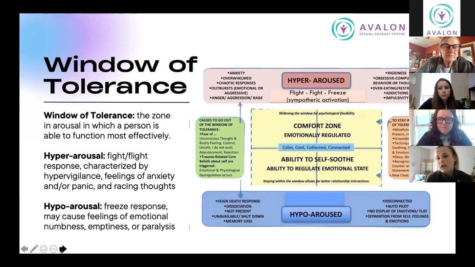When we're looking at hyper or hypoarousal, and we're thinking about the use and misuse of NDAs for an individual who has experienced sexual violence, and thinking about where a person's going to be at, say, for instance, if they're tied into a non-disclosure agreement.